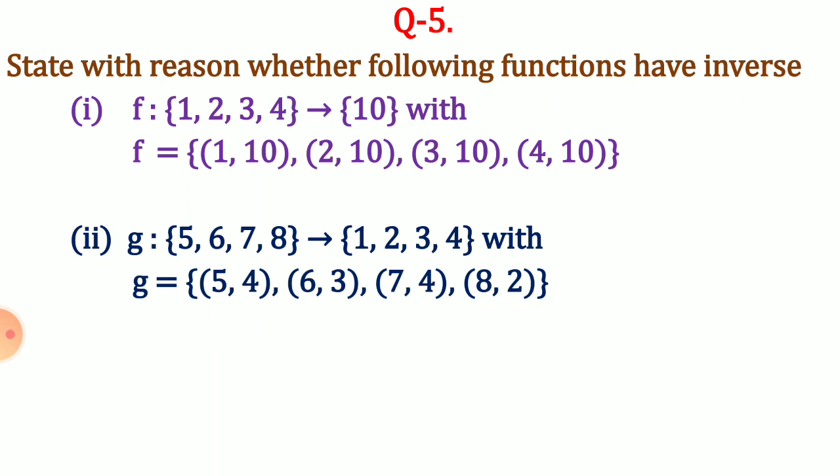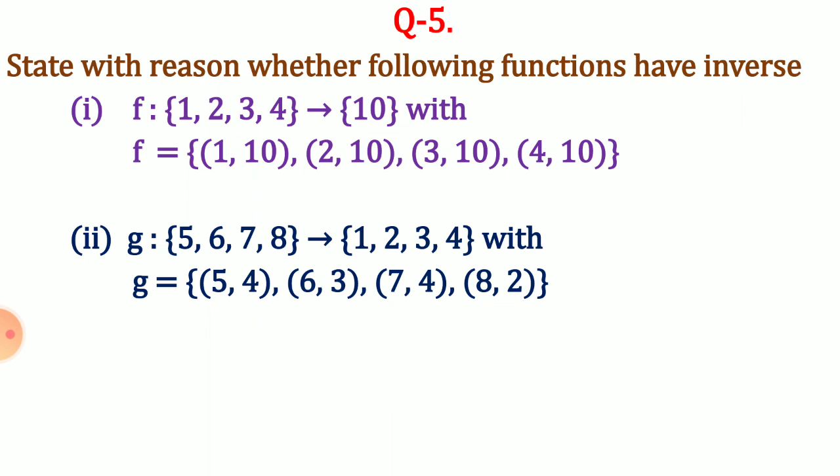Here g of 5 is equal to 4 and g of 7 is equal to 4. That means the image of 5 is 4 and the image of 7 is 4. So g of 5 is equal to g of 7 but 5 is not equal to 7. Therefore g is not a one-one function, so the inverse does not exist.